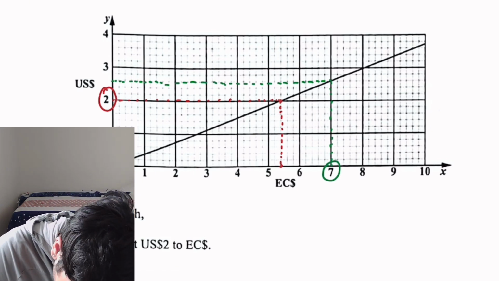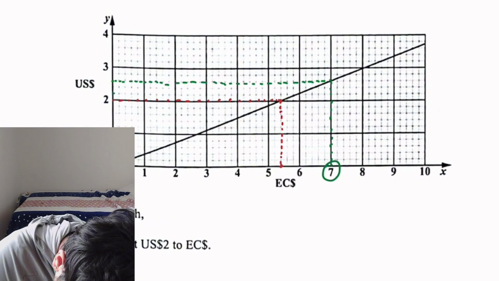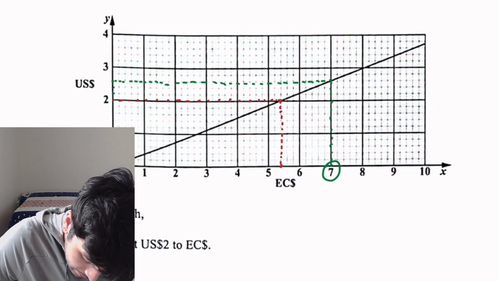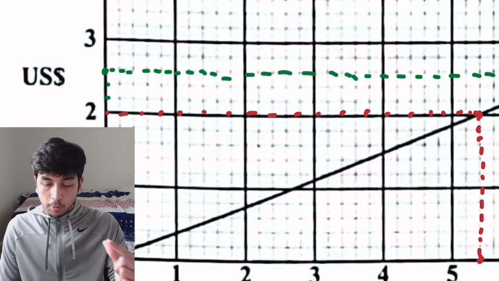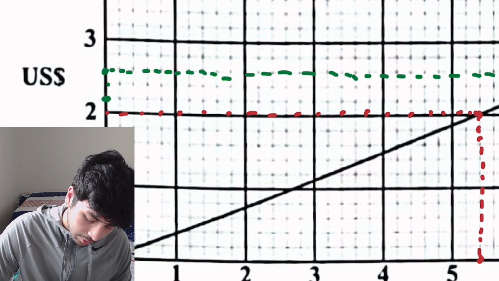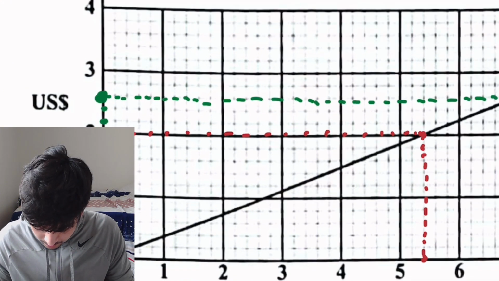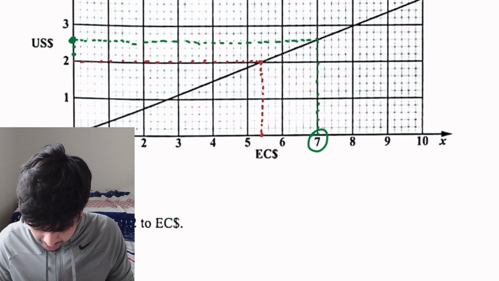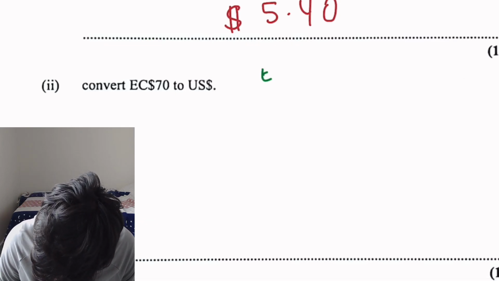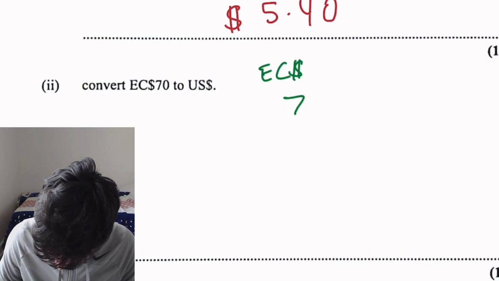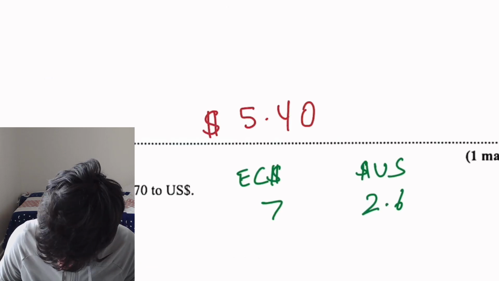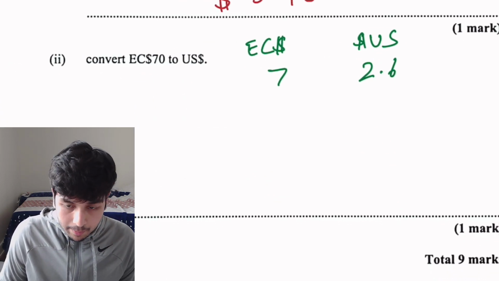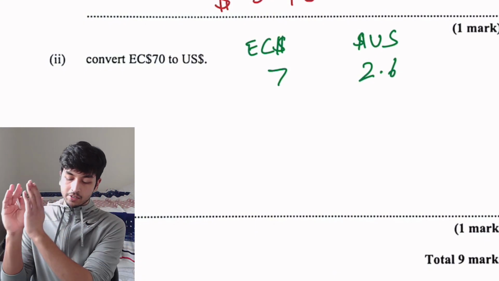And you'll see that that's 2.2, 2.4, 2.6. If we look at it there, because again it's divided into 5 equal parts, so each bar represents 0.2. So that'll be 2.2, 2.4, 2.6 is where it meets. So we just saw that the relationship is 7 EC is 2.6 US. So this is the relationship. Every 7 EC is 2.6 US.